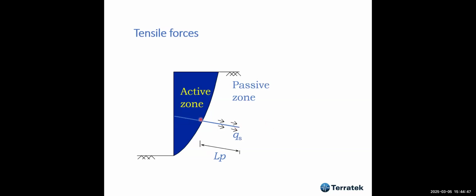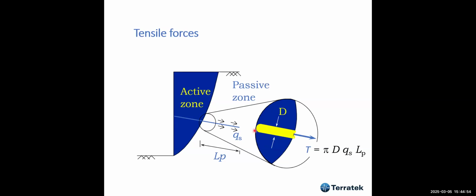Here you have the nail, and the QS is working in this part here. And how do you take into account the tension, which is the most important thing on the nail? It is a very simple equation in which you have the perimeter times the friction times the length, okay?